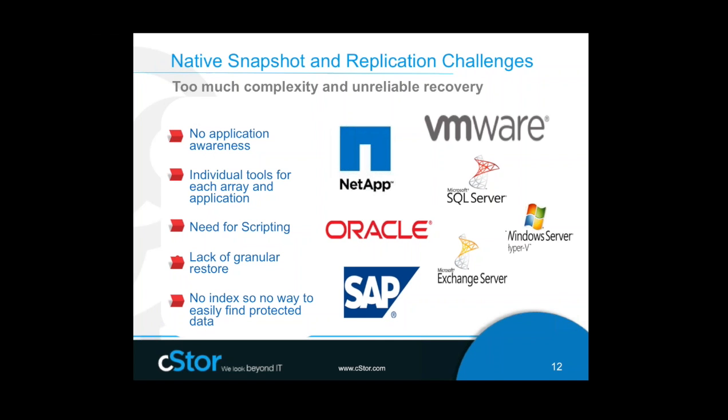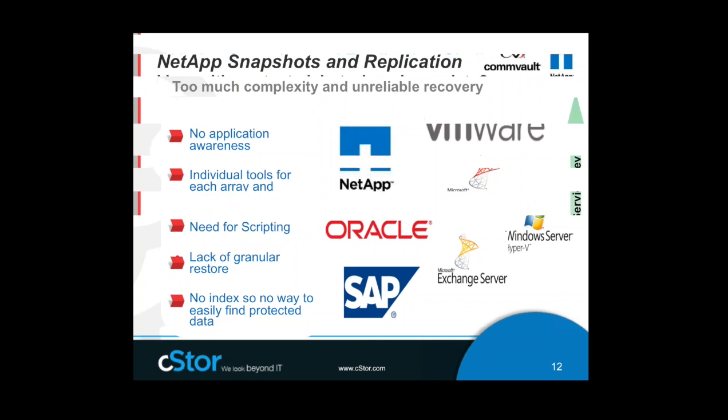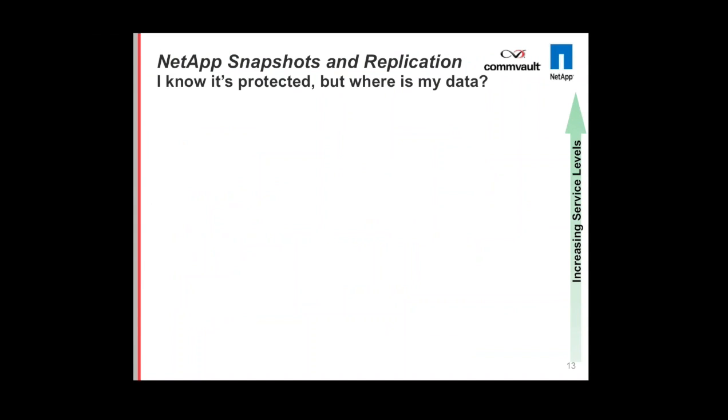But adding native snapshot and replication technologies at the array level can have its challenges as well. It can become complex and recovery can become unreliable. First of all, there's no application awareness in a native array snapshot or replicated copy. You can add tools from the vendor, like for example NetApp in this example using Snap Managers. But each tool is separate for each application and for each array that you're managing.